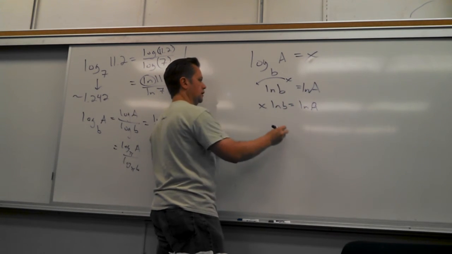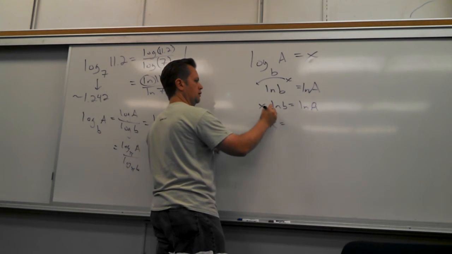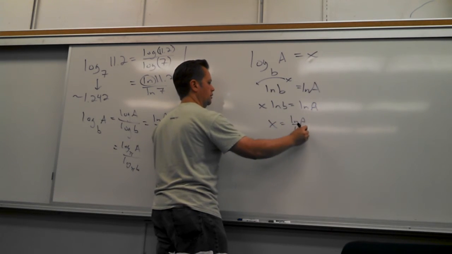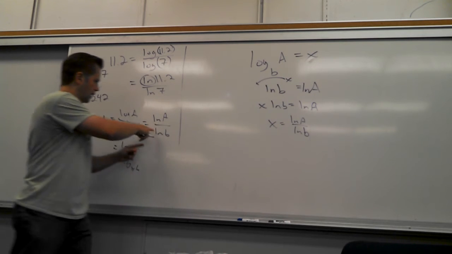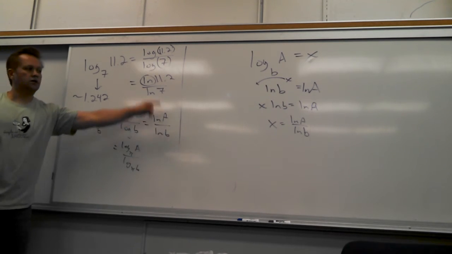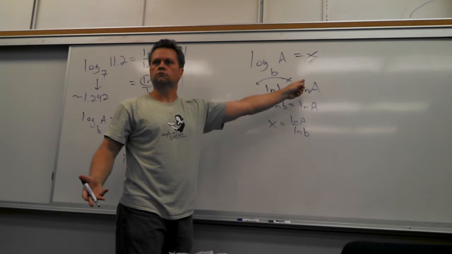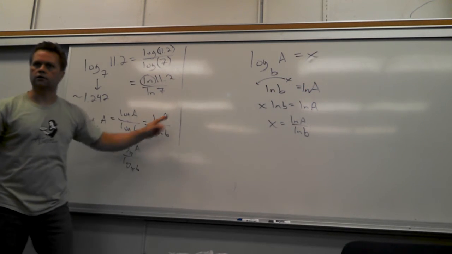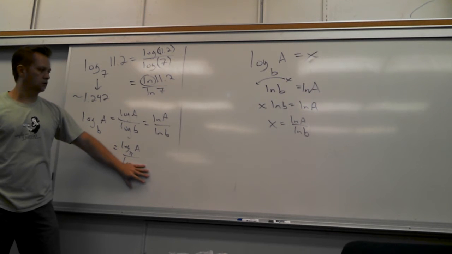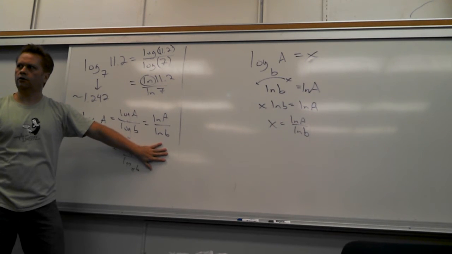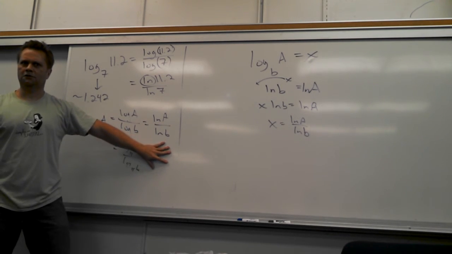And then I can do what to get x by itself? Divide by ln b. And look, that is it. There it is. And you see on this step, if you don't like ln, you could have used log. Right? Everyone knows it's log. It rolls downstairs. Anybody understand that?